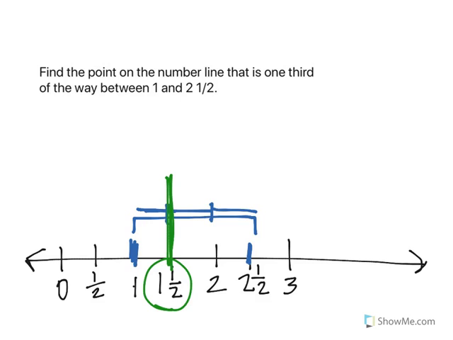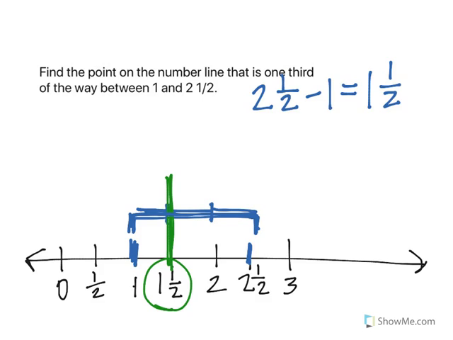Now let's say you wanted to think about this with the procedure. So this blue part here that I have highlighted, starting at 1 and going to 2.5, that's the distance between 1 and 2.5. And so for finding distance, we subtract. So 2.5 minus 1, and we get 1.5.